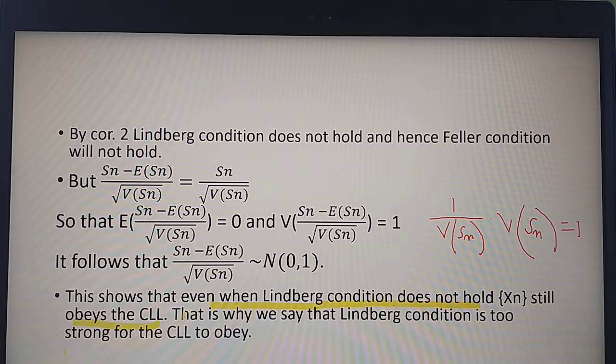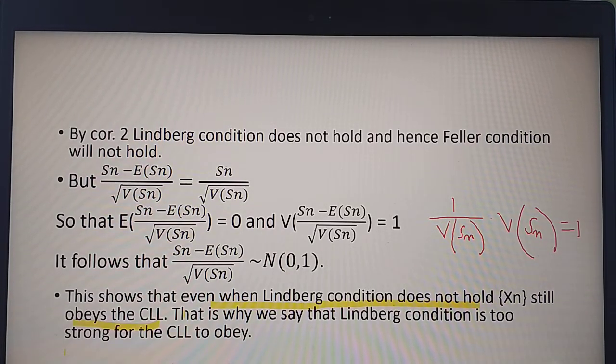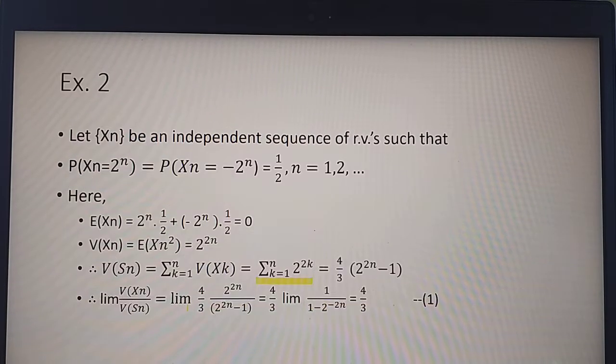That is why in the discussion of the statement of the theorem, we said that the Lindeberg condition is too strong for the central limit law to hold. Why do we call it too strong? Because the Lindeberg condition not only implies the normal convergence, but it also implies the Feller condition. So this is more than the requirement. The Feller condition is more than what we require. That is why it is too strong for the central limit law to hold.